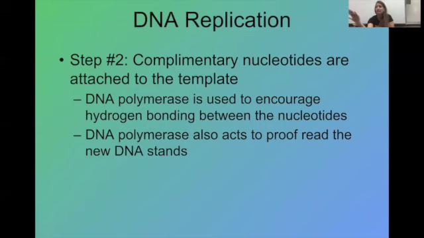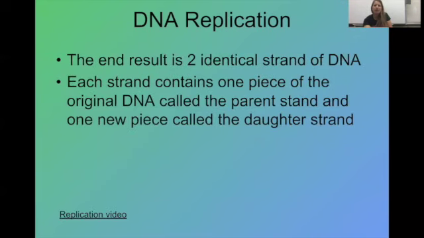Errors do exist, and that's the basis for variation. It's why we can have so many different hair colors, through mutations, through errors in this process. But we really try and limit those errors through proofreading with DNA polymerase. The end result is 2 identical strands of DNA, each strand containing 1 piece of the original and 1 daughter strand.